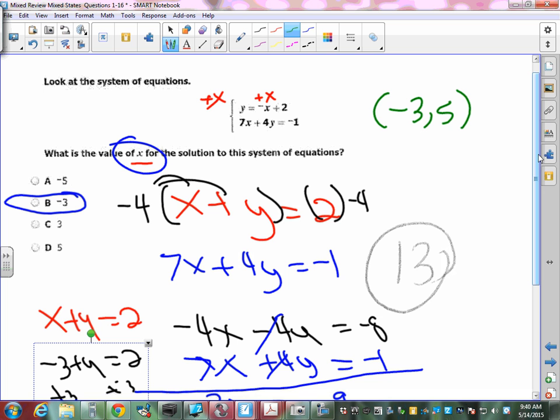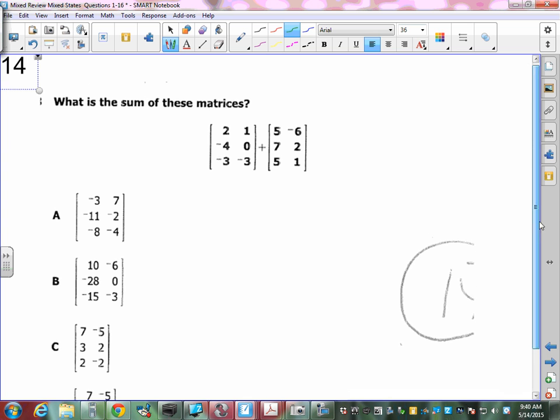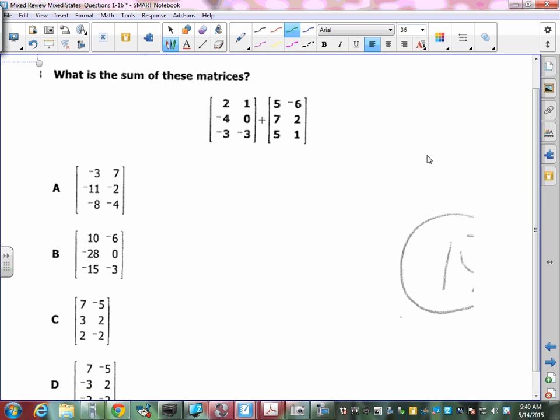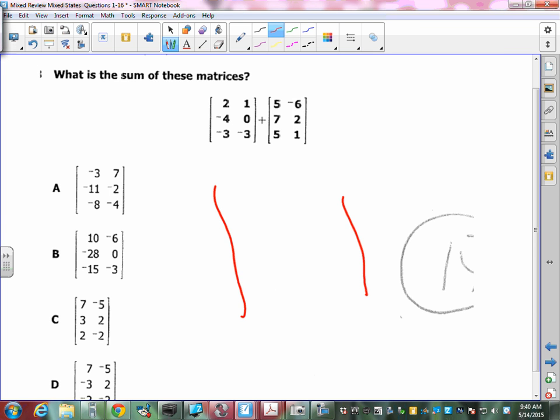See, there's several different ways you can be asked this for your EOC. All right. This is something that some states do, matrices. All that is is an organized list of numbers, and they want us to add them.